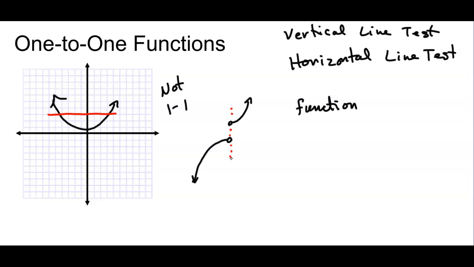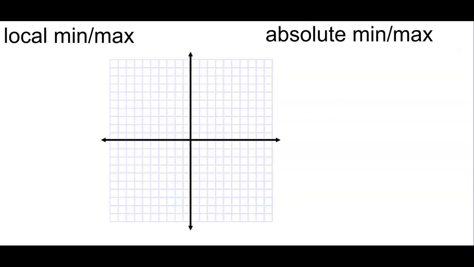Does it pass the horizontal line test? Is it a one-to-one function? Yeah, it's a one-to-one function. So it passes the horizontal line test as well. So it's a one-to-one function. That was exciting. So we could do more.